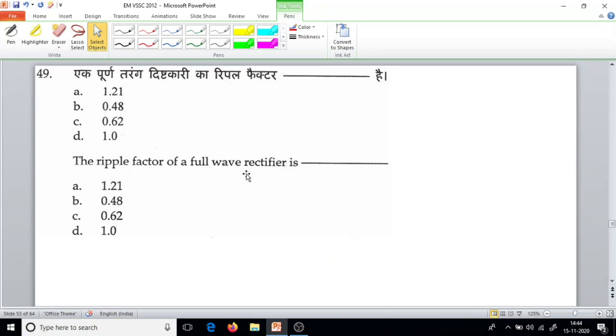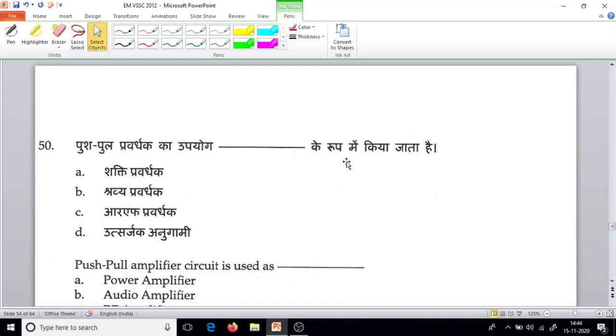Question number 49. The ripple factor of a full wave rectifier is 0.48. For a half wave rectifier, it is 1.21.